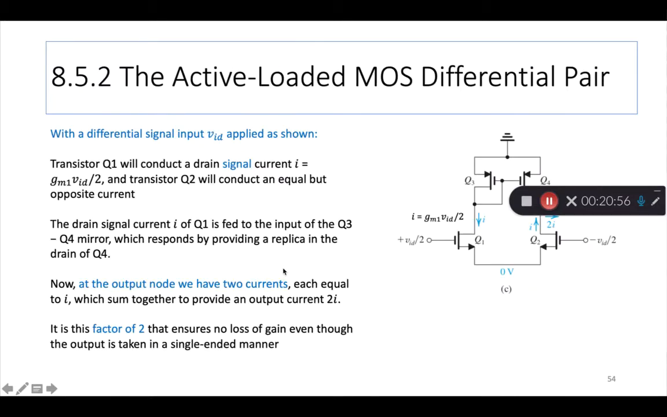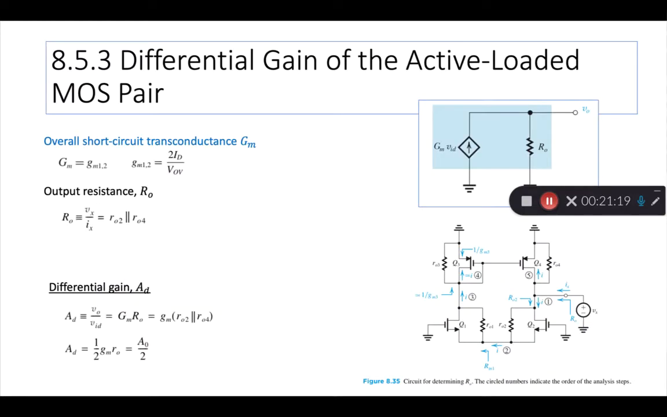So what that means is they come in like this, Vid and minus Vid. If such is the case and you're taking the output single-endedly, or you can take it differentially also, doesn't matter, but we are more focused on taking it single-endedly in some of these formulas here. What is that gain?